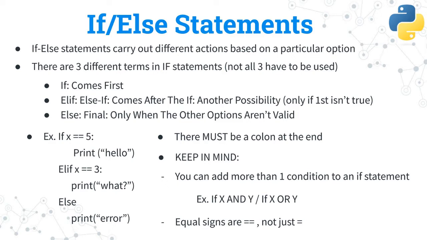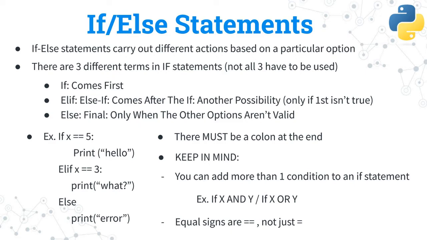The first if statement is that. And the last one is else. It's the last statement and is only going to run after all of the other conditions are not met. For example, we can have the code x is equal to 5, print hello, else if x is equal to 3, print what, and then else print error. And make sure to include a colon at the end of each if statement.